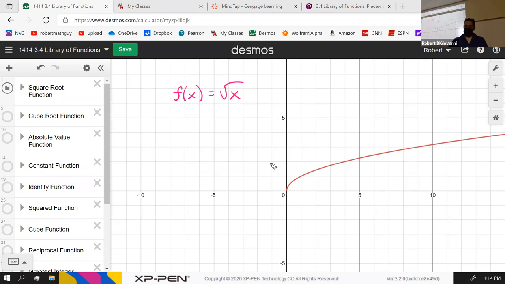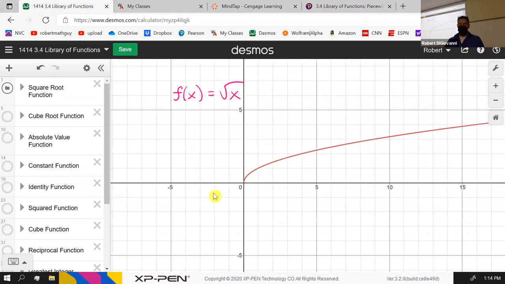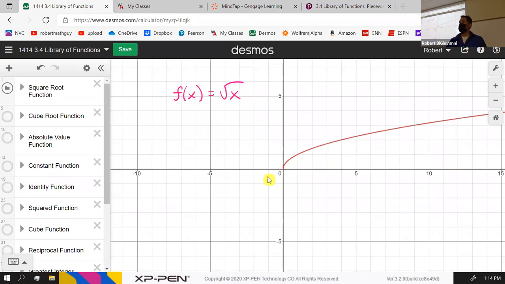Now, let's talk about some of the properties of this, okay? Even, odd, or neither? Neither. This is not a reflection over the y-axis. It's not a double reflection. So it's neither odd nor even, okay? What is the domain of this function? Domain, 0 to infinity, right? 0 to infinity. What about the range?